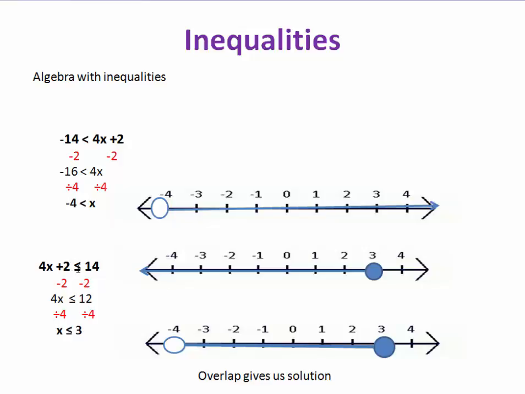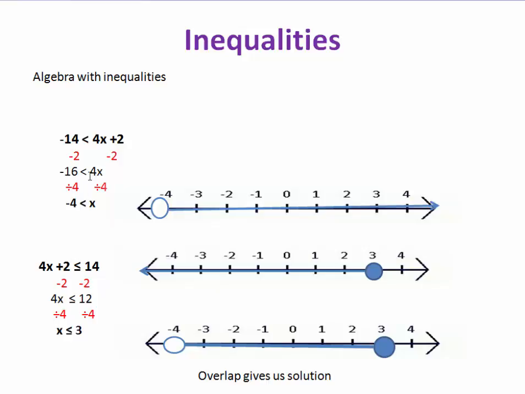4x plus 2 is equal to or less than 14. Get rid of the 2 by subtracting 2 on both sides of the inequality. That leaves us with 4x is equal to or less than 12. We want to be left with x by itself, so divide by 4 on each side of the inequality. We get x is equal to or less than 3, which is shown here. Because we've got this equal sign, we've got a solid circle.